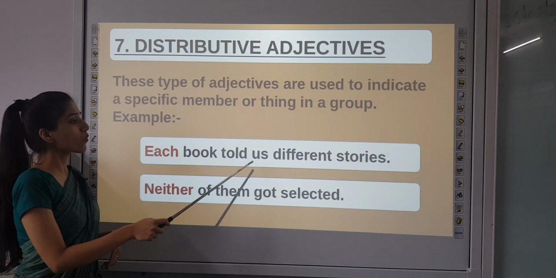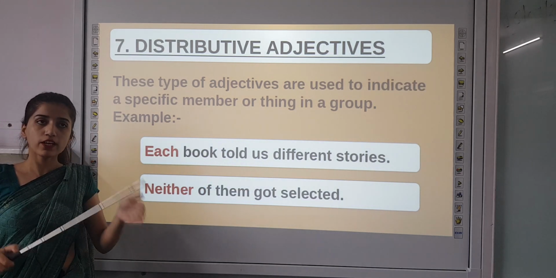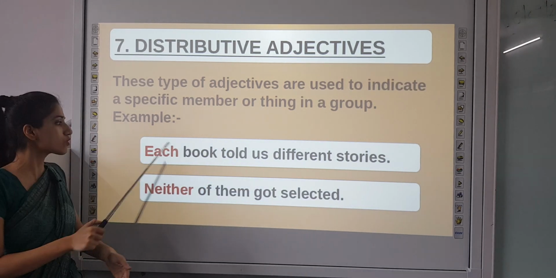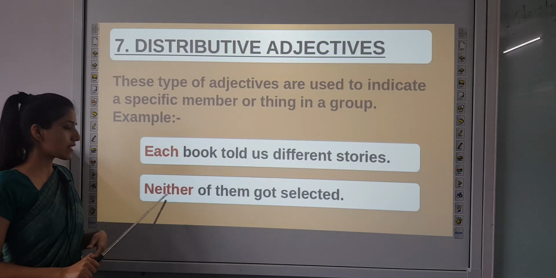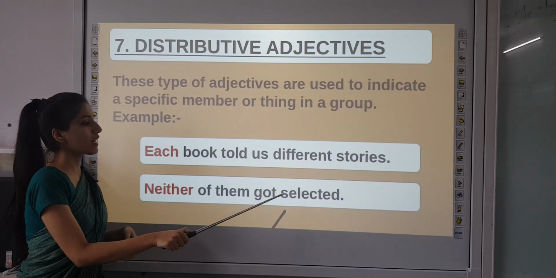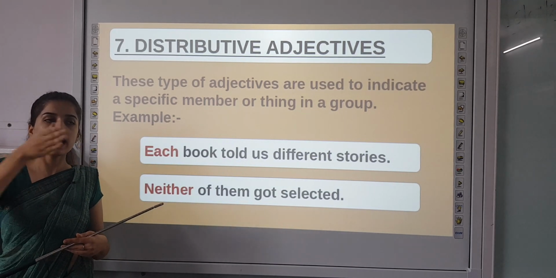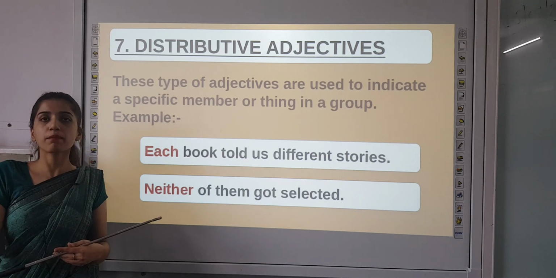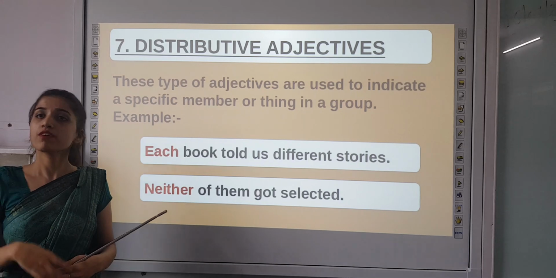So each book told us different stories. So here we are talking about every book, we are talking about each single book over here. So each is a distributive adjective. Same goes with this sentence too. Neither of them got selected. I am talking about every specific member, neither of them, like I am talking about every specific member in that group. So neither is also a distributive adjective.